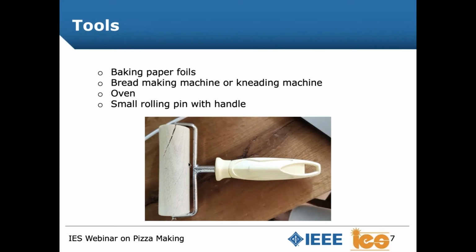As tools, you need baking paper foils, a bread making machine or kneading machine if you don't want to use your hands to mix the dough, and an oven, of course, and a small rolling pin with a handle like the one in the picture.